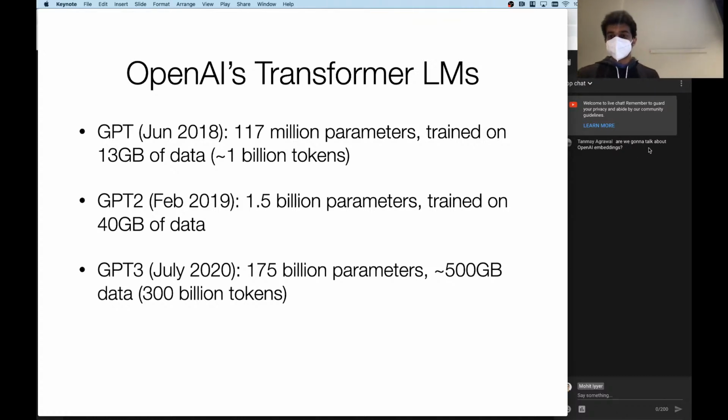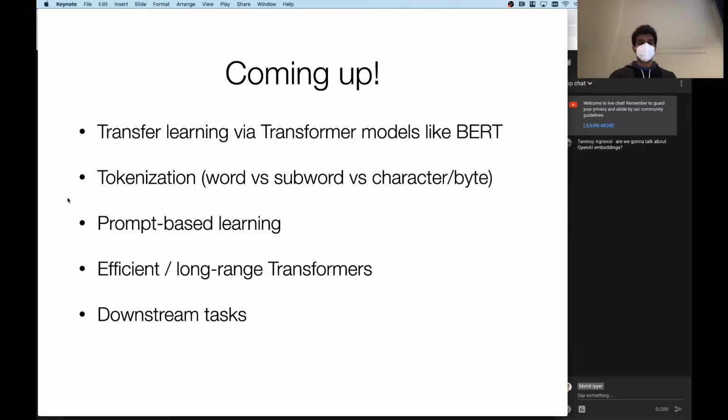So question, are we going to talk about OpenAI embedding? OpenAI recently released embedding models that are derived from GPT-3. It's unclear how well they actually work, and they charge a whole lot of money for access to this. We will talk about this when we talk about retrieval models later on in the semester. Those embeddings are primarily used for retrieval, but not in any detail, as they're literally just using the embeddings from GPT-3, so not particularly interesting.